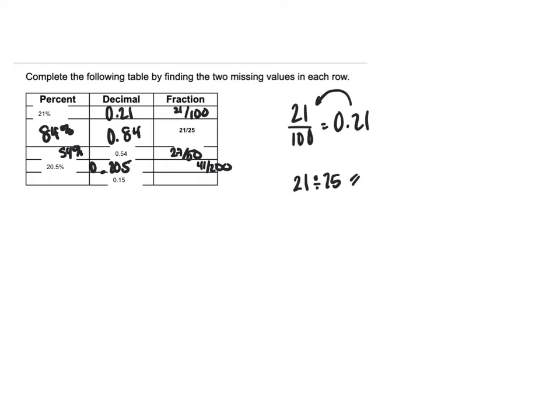So 0.15 is the same as 15%. And 0.15 as a fraction would be 3 over 20.